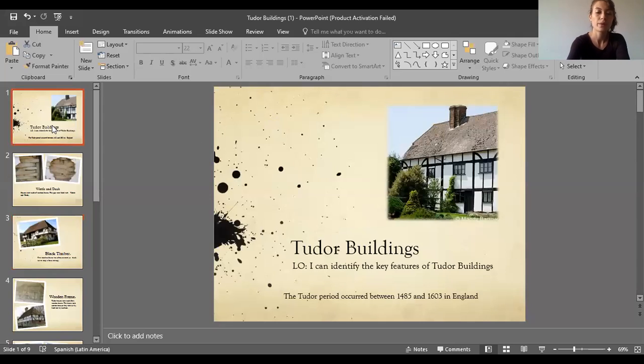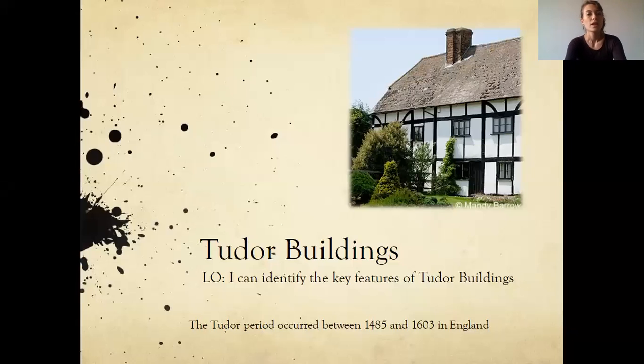So now I will be sharing with you the presentation where we can find the Tudor house's characteristics. So let me put over here this one. The Tudor buildings. So the Tudor period occurred between 1485 and 1603 in England, so a long time ago.